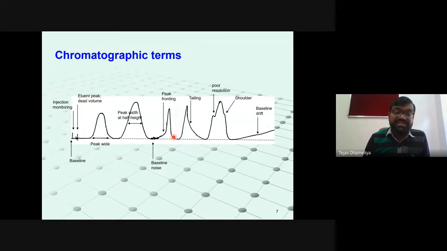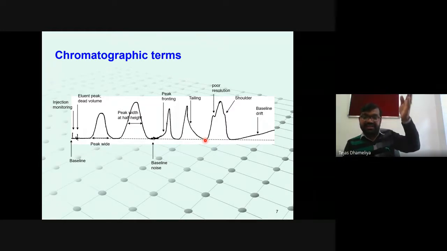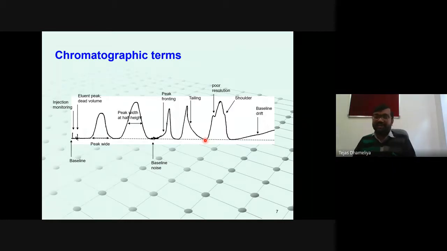That is called peak fronting. It can also be peak tailing, where up to here it was fine, it was perfect, it was symmetrical. But the moment it came to here, it took a lot of time to reach the baseline. It didn't come immediately to the baseline. It required many times more time to remove that molecule from the column than it took to come up. So this is exactly what causes peak tailing.